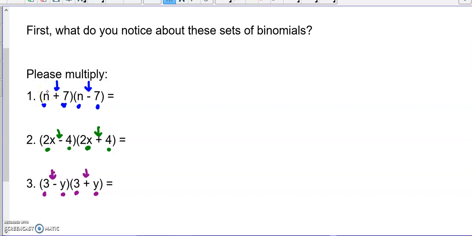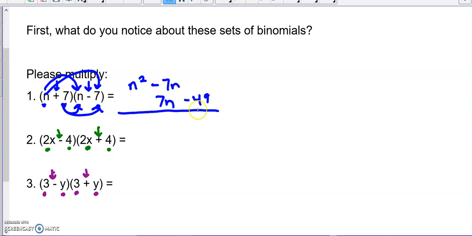So looking at number 1, n plus 7 times n minus 7, I'm going to do n times n, which is n squared. I'm going to do n times negative 7, which is negative 7n. Now I'm going to go on to my 7. 7 times n is 7n, and 7 times negative 7 is negative 49. Now when I add like terms, I have n squared plus nothing, which is n squared.